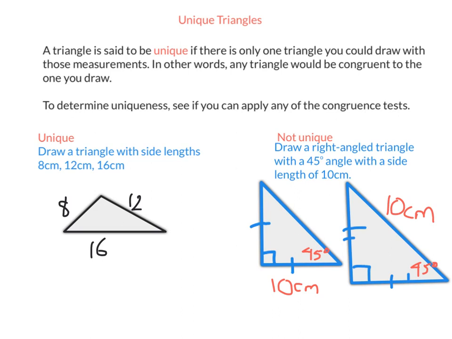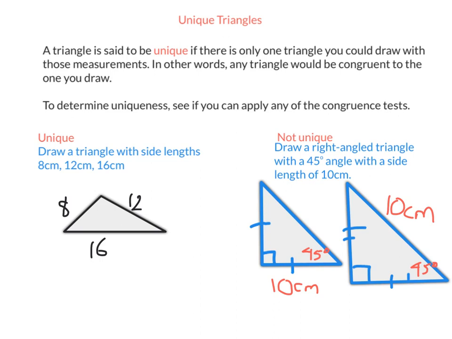So these two triangles are not congruent, even though they have two pairs of equal angles and a pair of equal sides. In this triangle, 10 centimeter is the longest side, and it's opposite or facing the right angle. In this triangle, the 10 centimeter side is one of the shorter sides, and it's opposite or facing a 45-degree angle. This side will also be 10, facing a 45-degree angle. So that's why this triangle is not unique. You can draw triangles with one angle 45, one angle 90, and one side 10 centimeters. You can draw triangles that are not congruent.